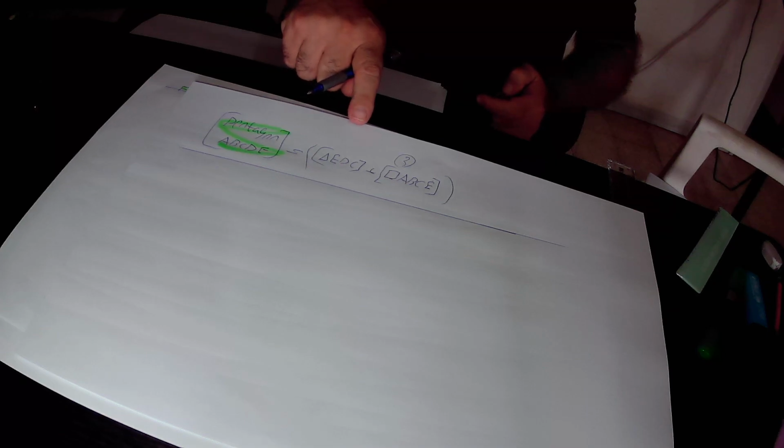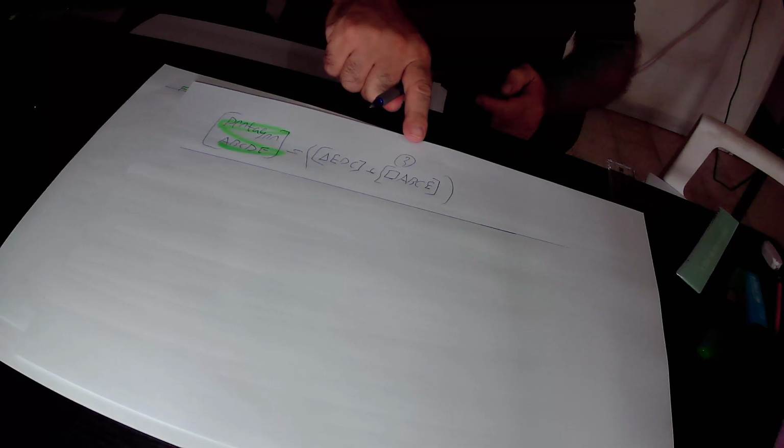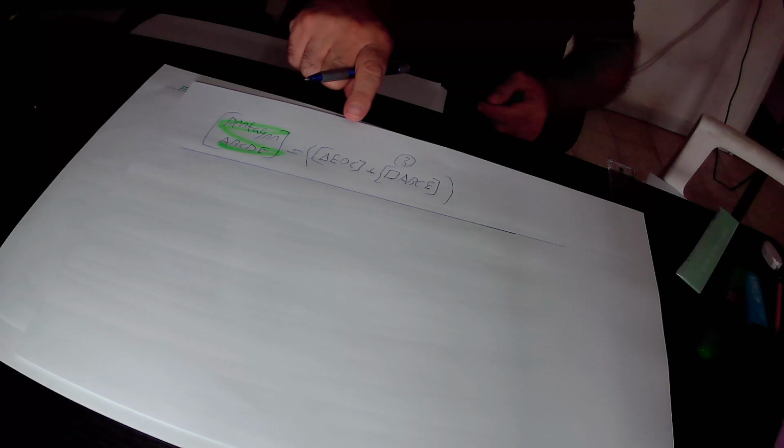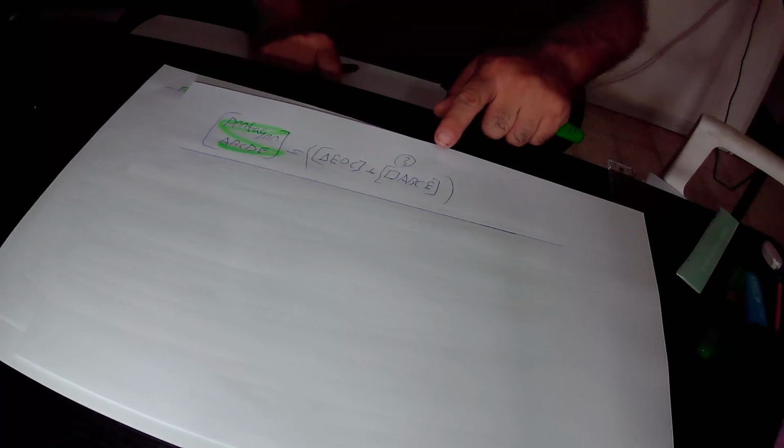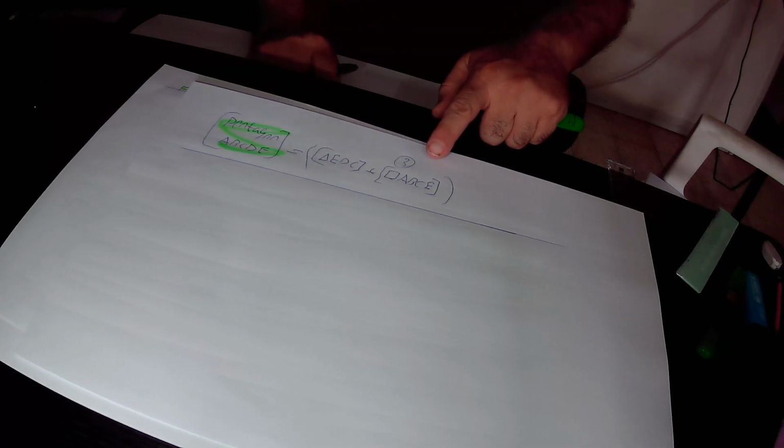The first shape is the right triangle EDC. The second shape is quadrilateral ABCE, and therefore the area of the big pentagon ABCDE must be equal to the area of the first shape, that is the green right triangle EDC, plus the area of the second shape, that is quadrilateral ABCE.